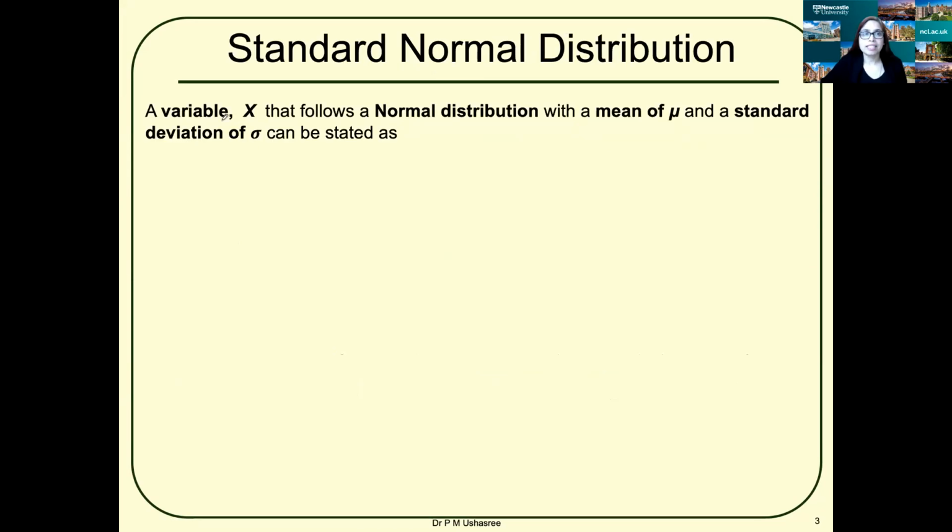Okay, so we have seen that a variable x that follows a normal distribution with a mean mu and standard deviation sigma can be stated as x, that is, x is a random variable from the population that follows a normal distribution with a mean mu and standard deviation sigma or variance sigma square.